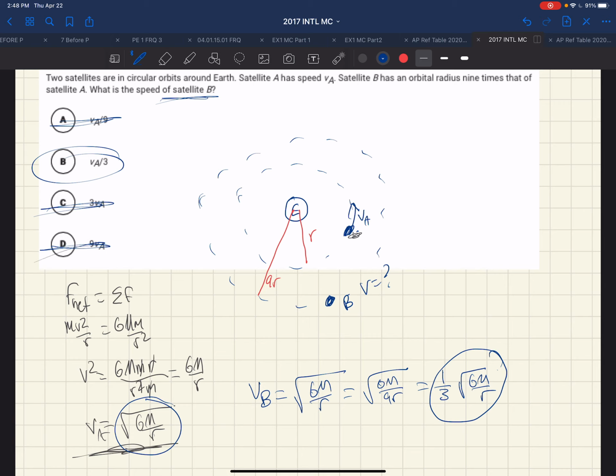And that's another way. We could start out by just asking ourselves, is it faster or slower? We could get to 50-50 in this case. So that is why it's choice B.